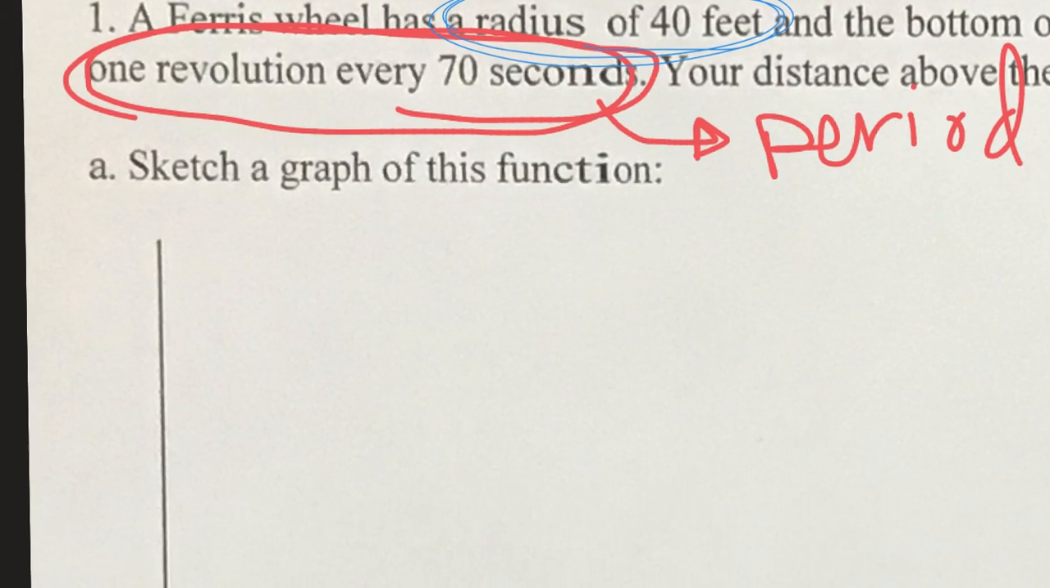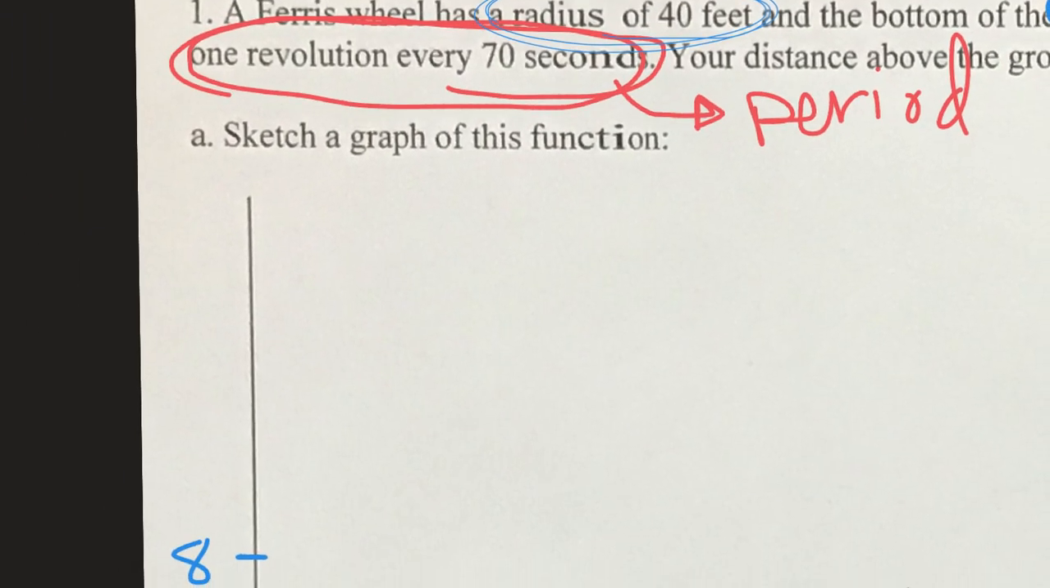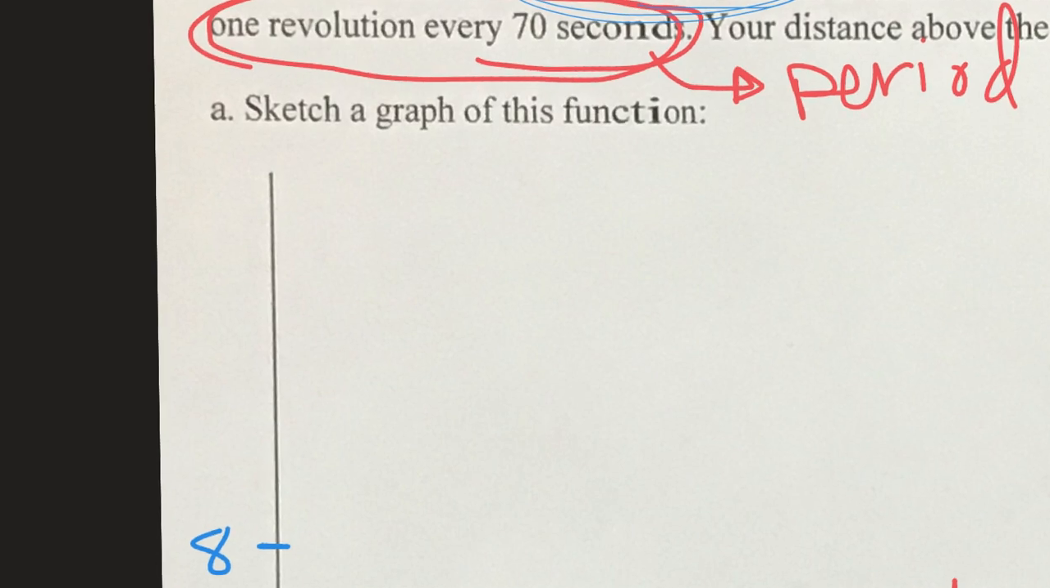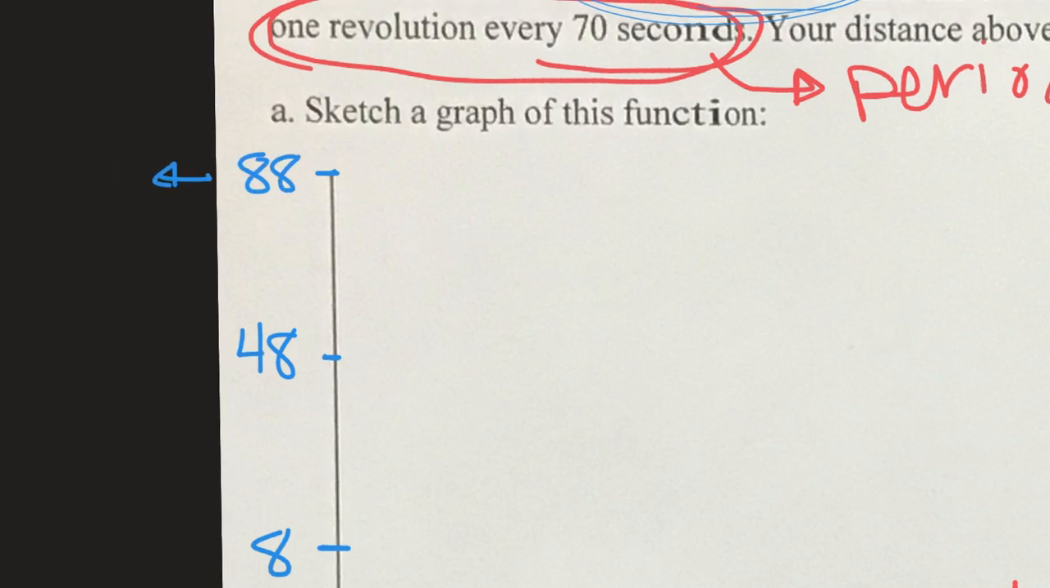So if the bottom of my graph is at 8 feet and I have a radius of 40 feet, that means the middle is where? Very good. The middle is at 48. Okay, if you take your minimum and you add 40 to it, 8 plus 40 is 48. And then what is the maximum height? If we add another 40, we get a maximum height of 88 feet.